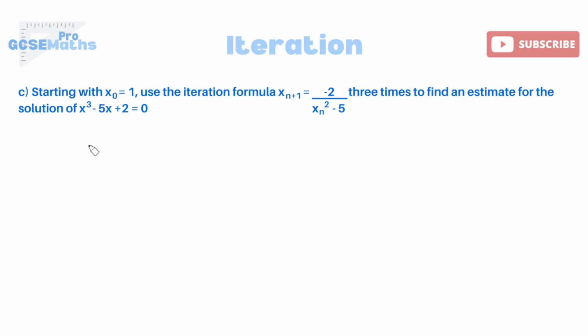So we're going to do it 3 times. So we've got x0 there. We're going to find x1 first. Do you see how that would be minus 2 over the previous number, which was x0, so that's 1 squared, minus 5. And then every time you'd input your answer into the formula again.